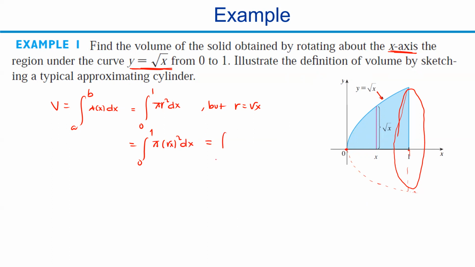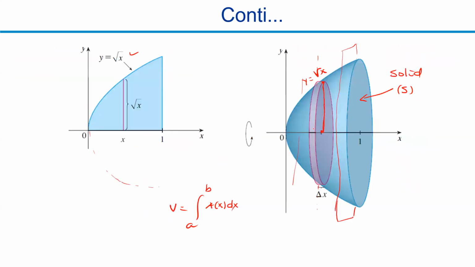And this is simply the integration from 0 to 1 of pi x dx. The integration of this is pi times x squared over 2. And upon evaluating from 0 to 1, you will obtain pi over 2 unit cubed. This is the volume, you see. So the volume of this region is simply pi over 2 unit cubed.